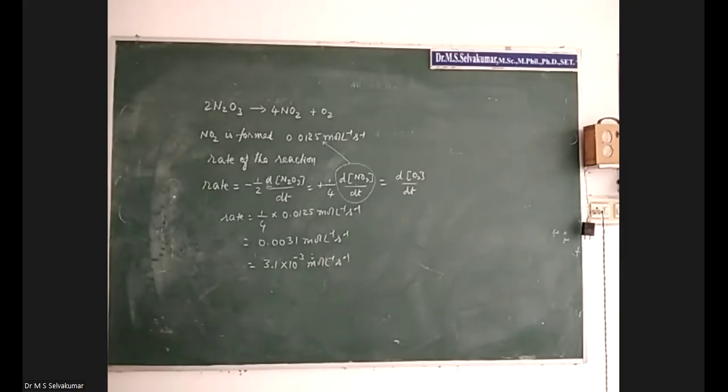So this question can be asked by giving the rate of change of the concentration of any of the three molecules which are involved in this reaction. So it can be either N2O3 or NO2 or oxygen. But if you know how to write the rate expression in terms of all the reactants and all the products, whatever may be given, you can very easily calculate.